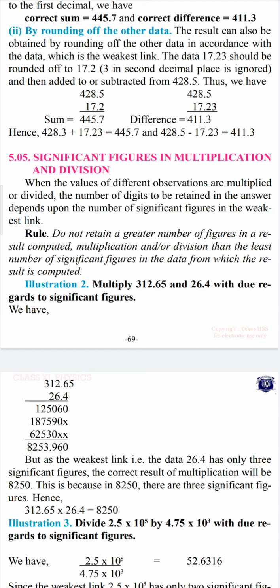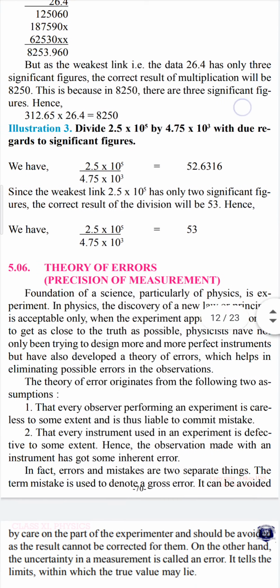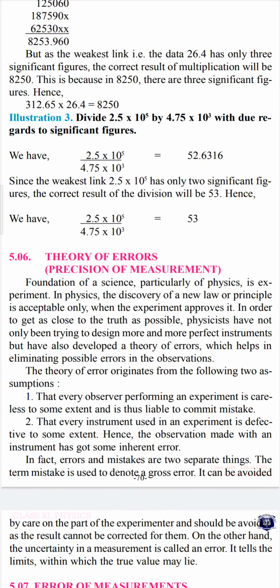Illustration 2. Multiply 312.65 and 26.4 with due regard to significant figures. If we multiply 312.65 by 26.4, the answer is 8253.960. But as the weakest link, i.e. the data 26.4, has only 3 significant figures, the correct result of multiplication will be 8250. This is because in 8250, there are 3 significant figures. Hence, 312.65 into 26.4 equals 8250.